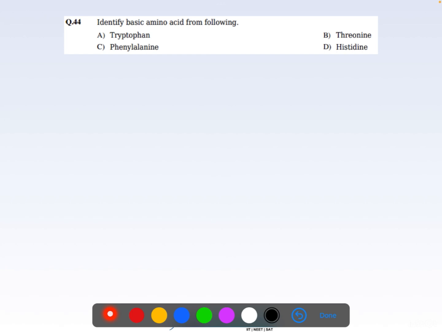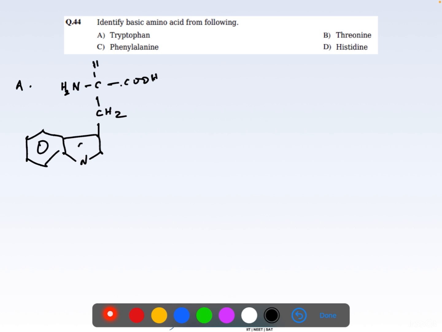Identify the basic amino acid from the following. So here you should know the structures of the amino acids. Option A, tryptophan, it is H2N CHCOOH, then CH2. So you will have a 5-membered ring attached to a 6-membered ring. So here this is a neutral amino acid. It is not a basic amino acid. A basic amino acid is the one which has 2 basic functional groups. There is only one amino group here, so it is neutral only.